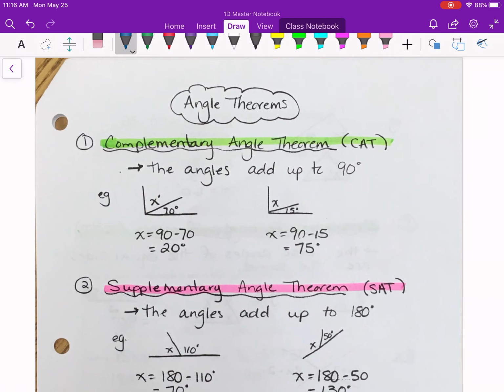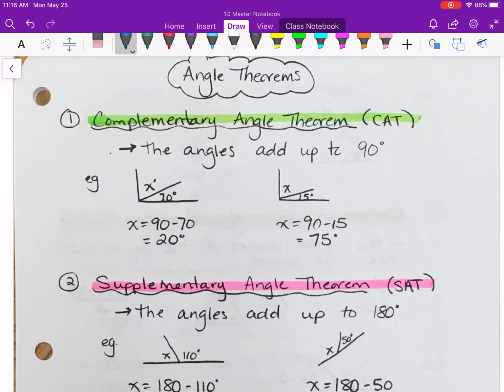Angle theorems. The complementary angle theorem just says that if two angles add up to 90 degrees, they're called complementary. 90 degrees, remember, is also called a right angle. So two angles that add up to a right angle are called complementary. So if I know that there's a right angle, and I know that I've got a 70-degree angle, then I know the other one has to be 20 degrees because they add to 90, because they're called complementary.